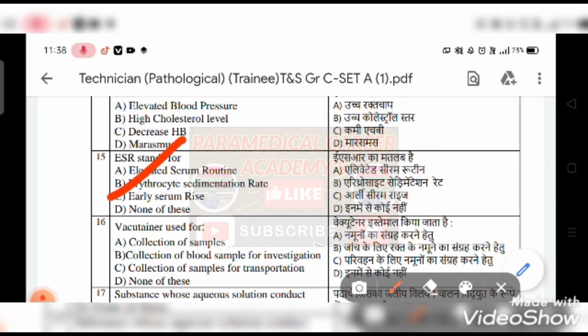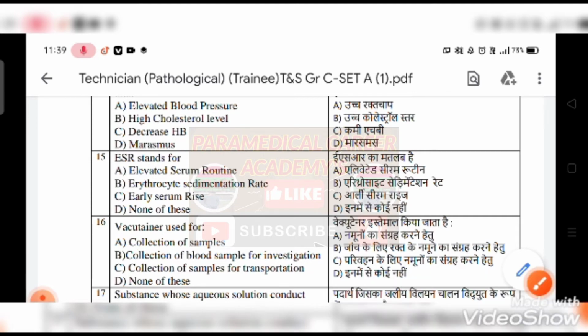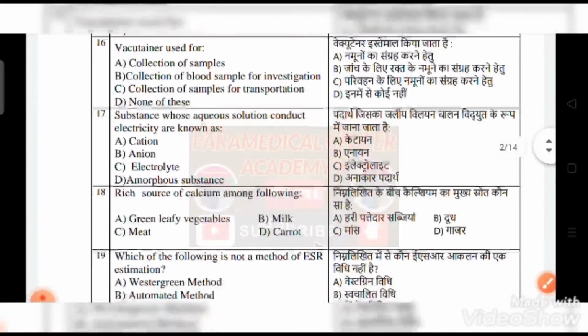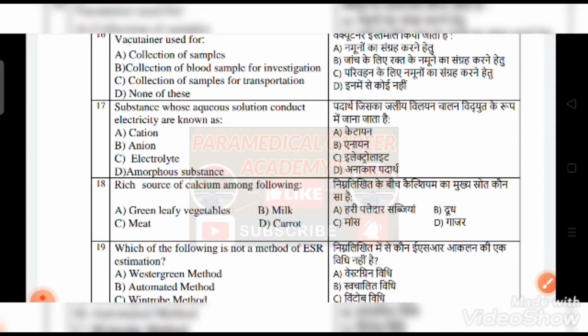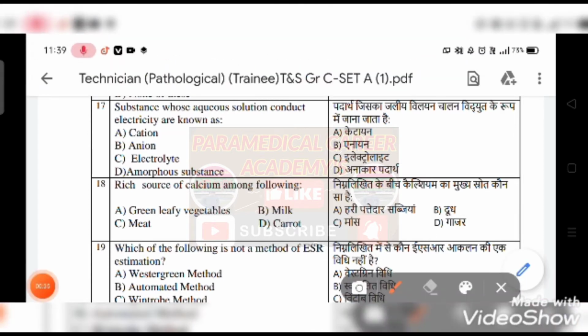16th question, vacutainer used for? Answer is B, collection of blood sample for investigation. 17th question, substance whose aqueous solution conduct electricity are known as electrolyte. 18th question, rich source of calcium among following? Answer is B, milk.